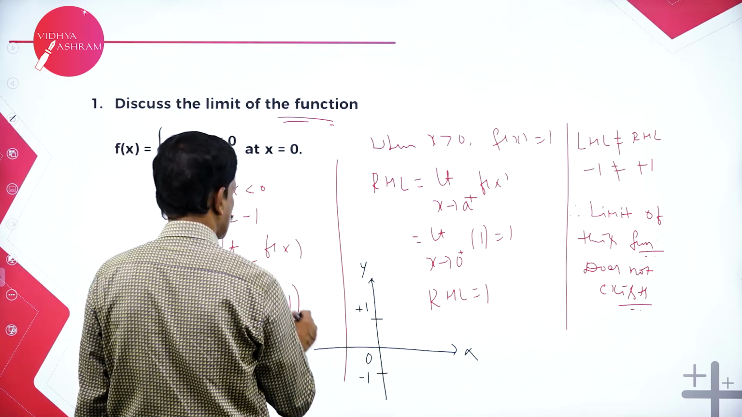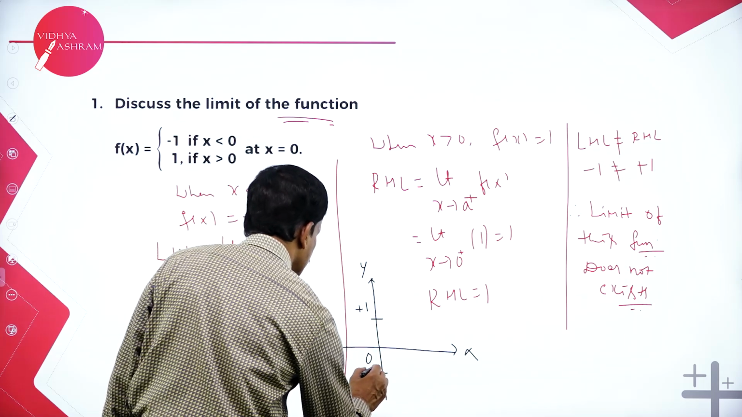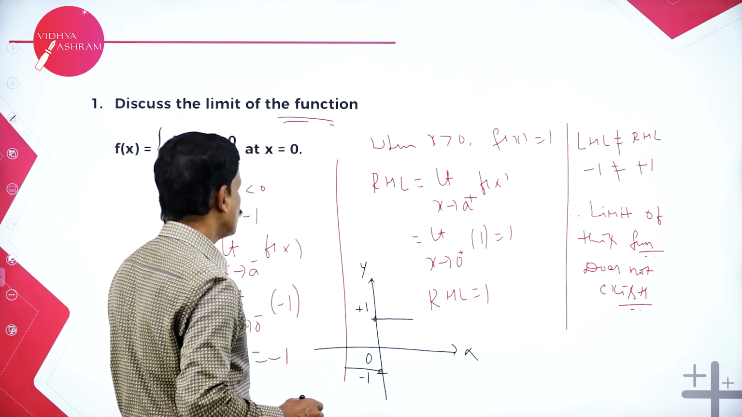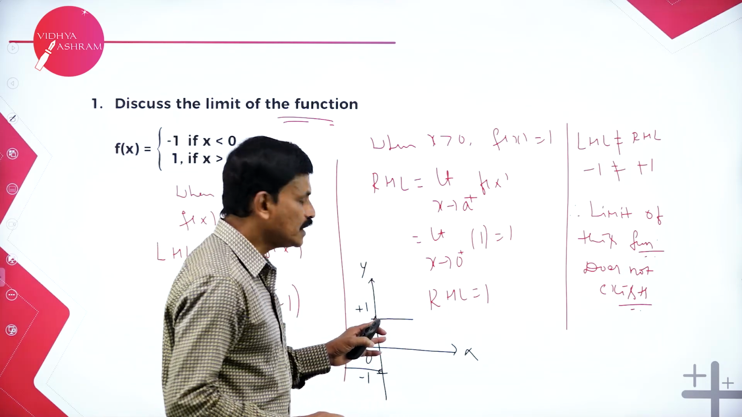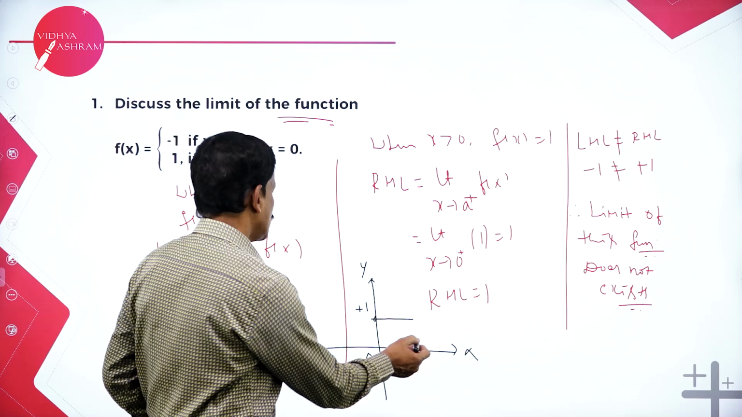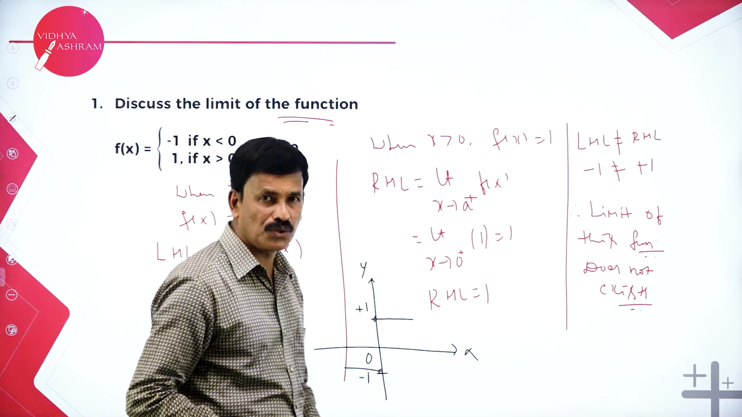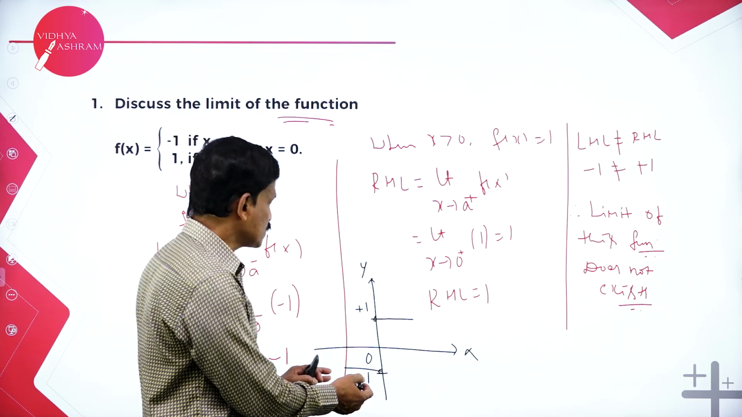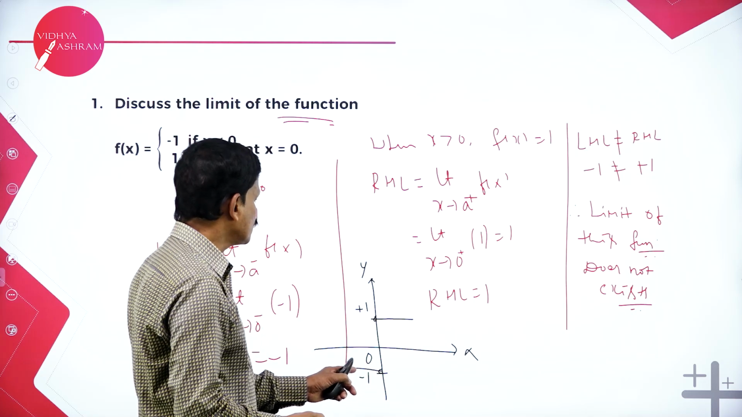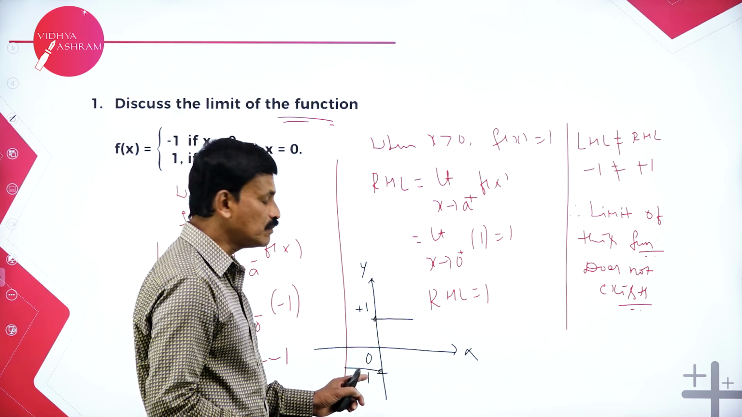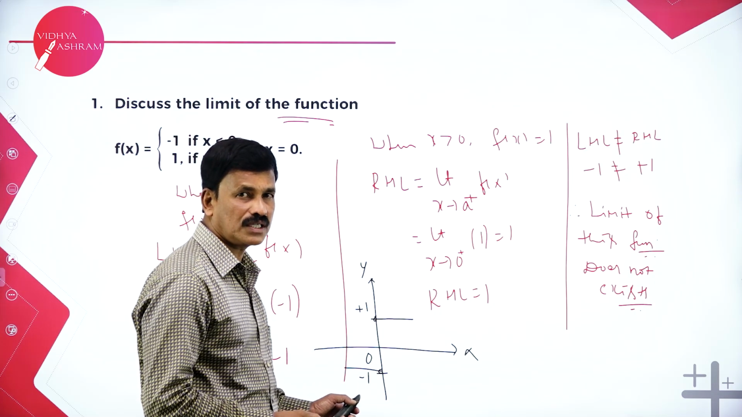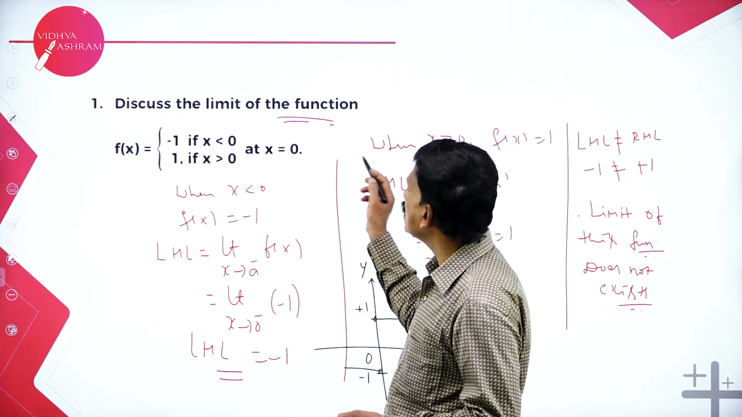So at x is equal to -1, we have this is 0 and this is -1. Now here, as x approaches 0 from the left of 0, the value of f of x will remain -1. So as x approaches from the left of 0, the value of the function f of x will remain -1. Similarly, we say that the left hand limit of the function f of x is -1. This is how we are going to discuss the limit of the function.